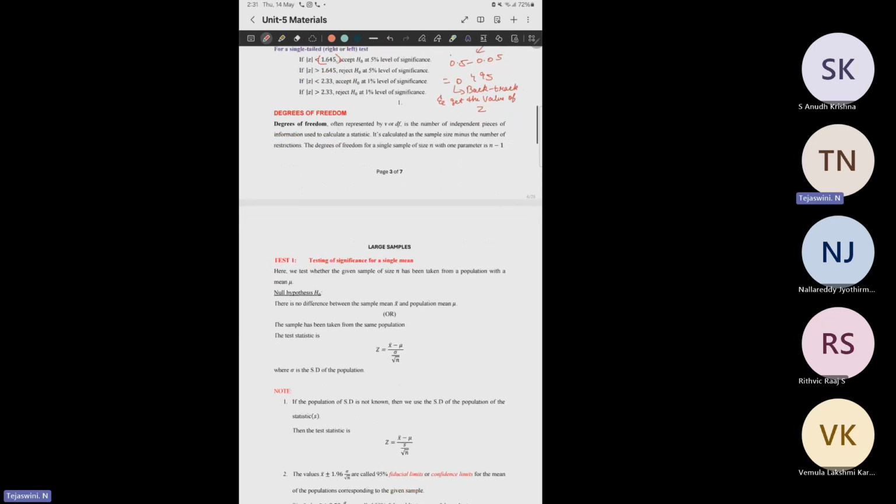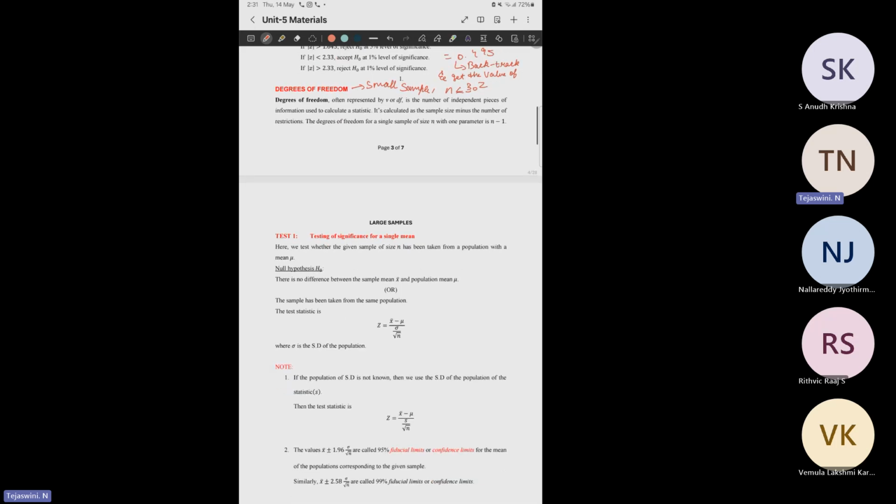Okay, so degree of freedom. What is degree of freedom? Degree of freedom is usually for small samples, that is n less than 30, less than or equal to 30. Degree of freedom usually refers to the number of objects in the sample that can vary such that it won't affect the overall hypothesis.